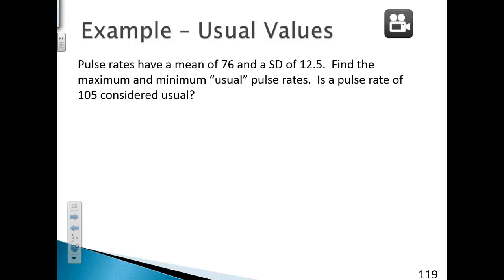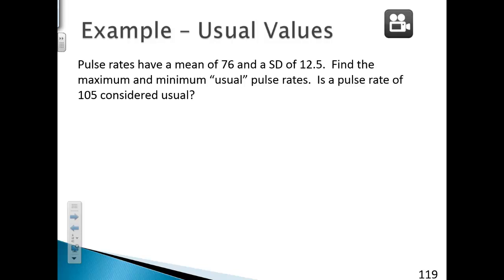Using this method. So, in this example, we have pulse rates. The pulse rates have a mean of 76 and standard deviation of 12.5. Find the maximum, minimum, usual pulse rates. Is a pulse rate of 105 considered usual?